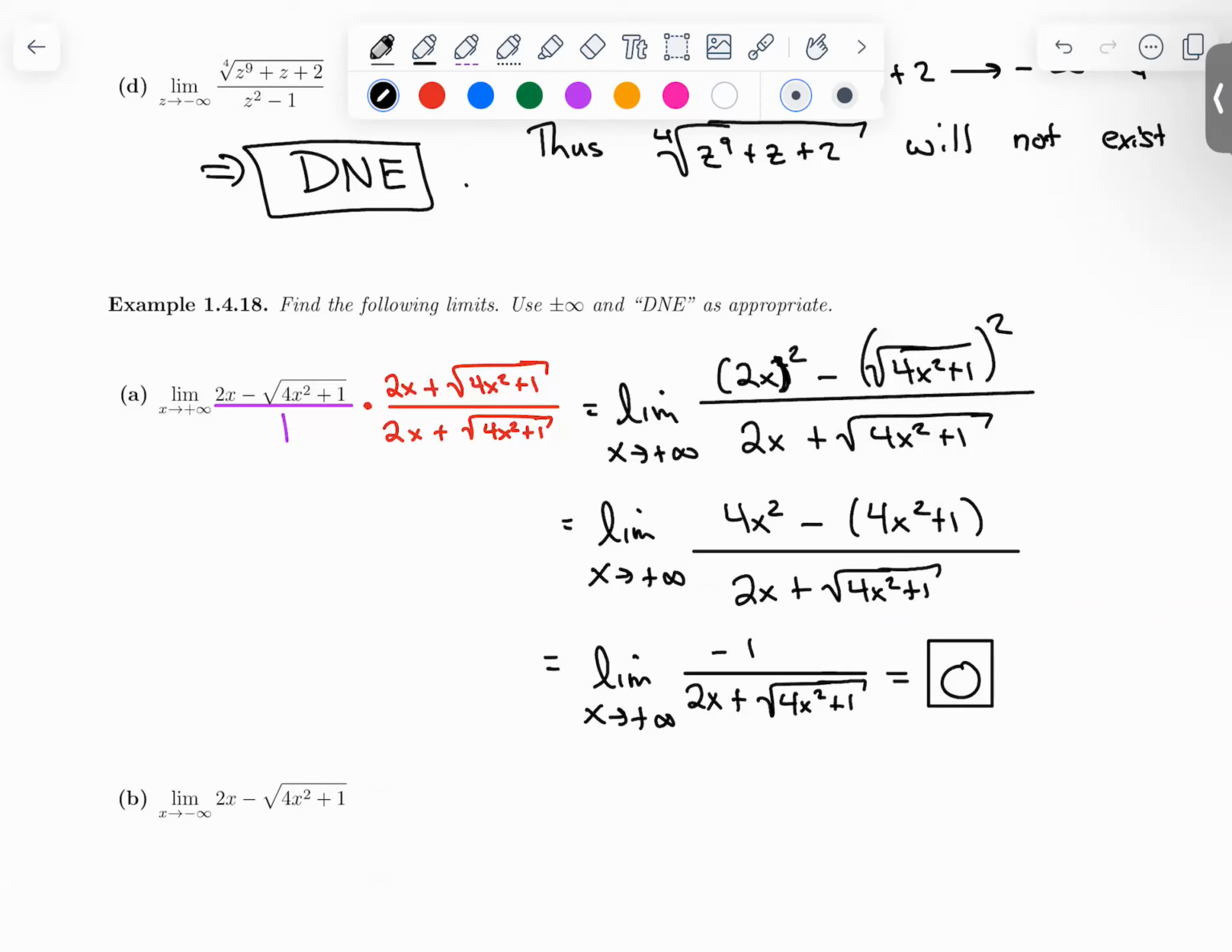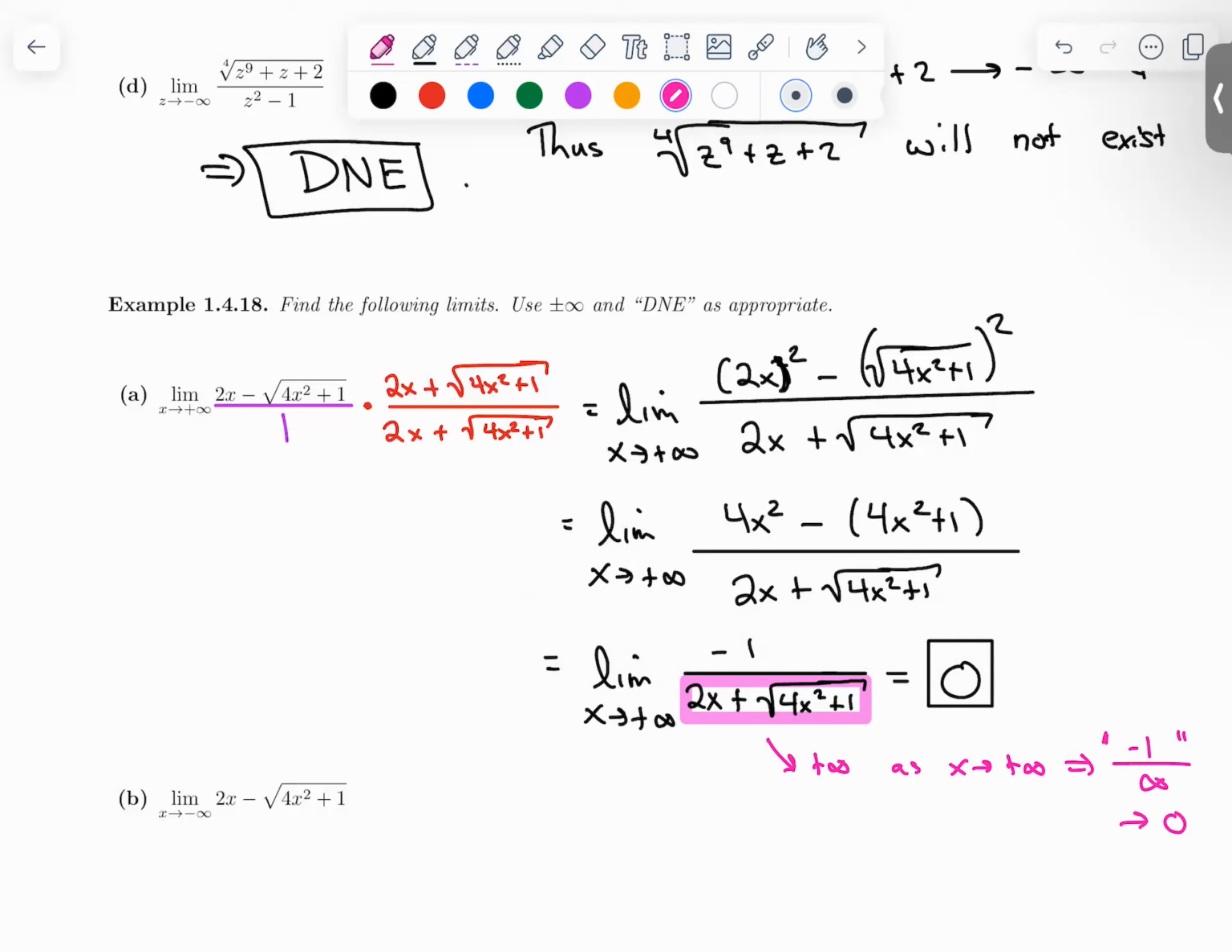So the reason why it's 0 is that as x goes to positive infinity, this, let me highlight it instead, this right here will also approach positive infinity as x goes to positive infinity, which means we're going to have -1 over infinity, quote unquote, which will go to 0, right? You take a finite number and divide it by infinity, it's going to go to 0.